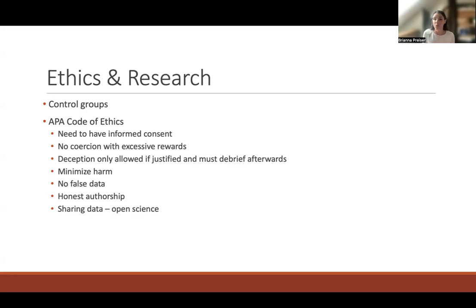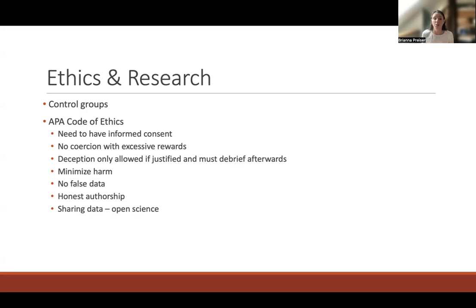Third, that researchers should avoid using deception at all costs. And if it is used, the researcher needs to explain it fully to the participant as soon as possible, and then offer the participant the option to have their data removed or withdrawn.